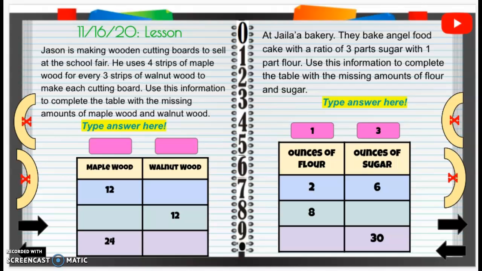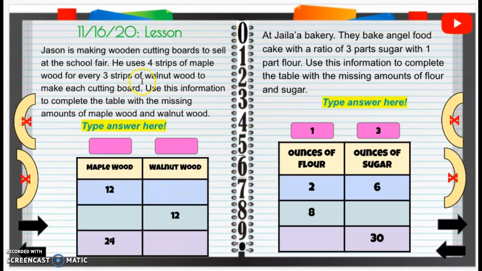All right, so maple wood right over here and walnut wood in the right column. We can't use this table so far because we don't know how to get to 12 to here. We can use it to get down here from 12 to get to there, but we don't know anything about this side.